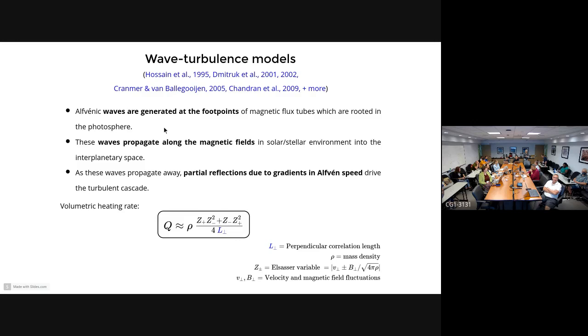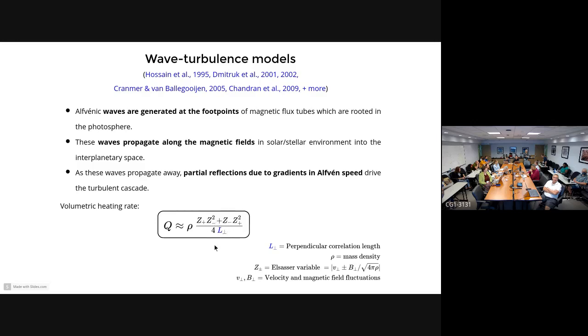A very simplistic expression for that, generally used in these models, the volumetric heating rate, is given here. Q is the heating rate, rho is the density, and C plus and C minus are the Alfvénic variables. Alfvénic variables are basically the combination of the velocity and the magnetic field fluctuations. One of the other parameters in all these models is L perpendicular, the perpendicular correlation length scale. And that's exactly what we were trying to estimate in our project.